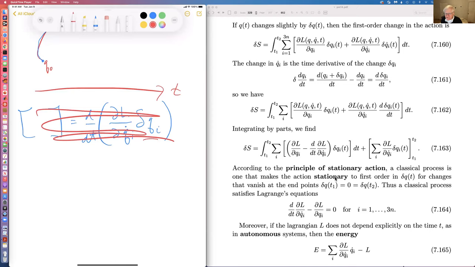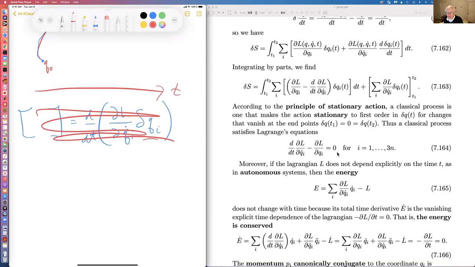All right. Anyway, the principle of stationary action says that the classical process is the one that makes delta S zero to first order. We're only working to first order, so we want this to be zero for processes in which we don't change the endpoints. And so that means that the process has to satisfy Lagrange's equations. And there's another result that falls out here.